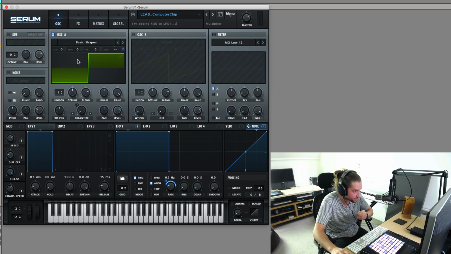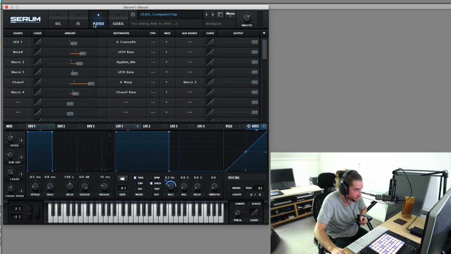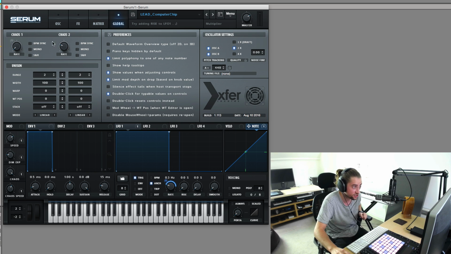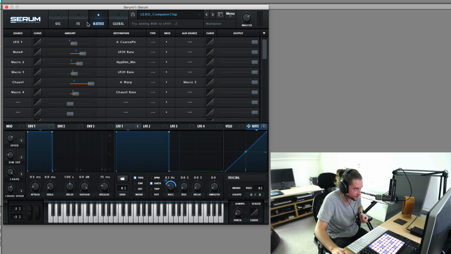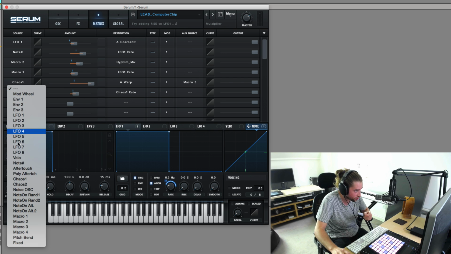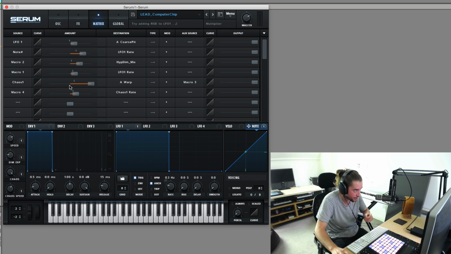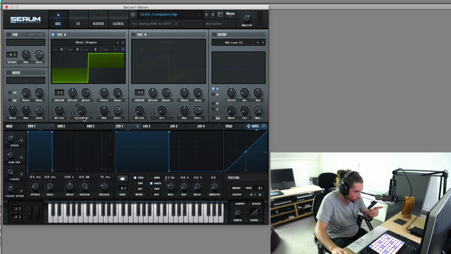Crikey. So the way to do that is matrix. And then you do chaos 1, which is the first of the 2 chaos oscillators, which you can never remember what they do. What I meant to say was the difference between chaos 1 and chaos 2, you can never remember unless you read the manual or use them all the time. So just sort of play around with them, try one, try the other, see what happens. And then, yeah, chaos 1 as a modulation source, chaos 1, and then drag it, A warp, and then quantize.